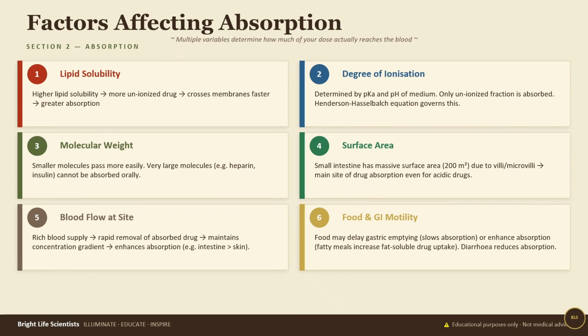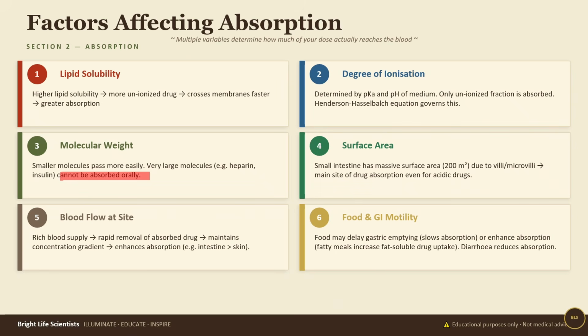Then we have degree of ionization. This is governed by pKa and pH. As we just discussed, only the unionized fraction is absorbed. Then we have molecular weight. Smaller molecules pass more easily. Very large molecules like heparin and insulin cannot be absorbed orally. This is why insulin must be injected.